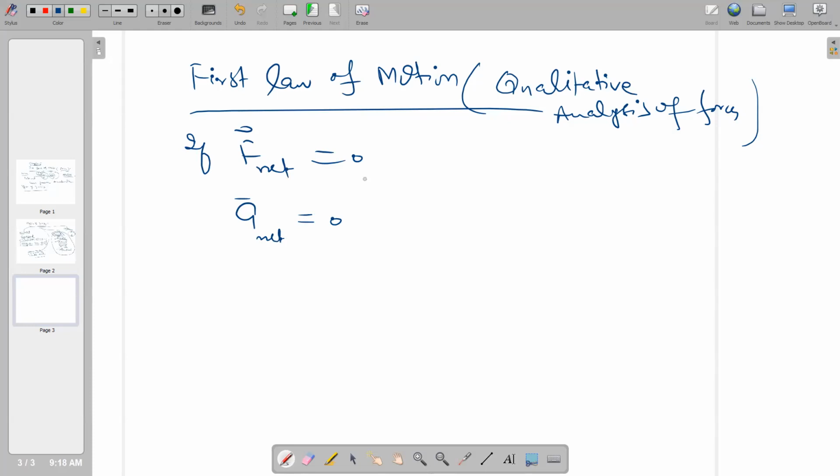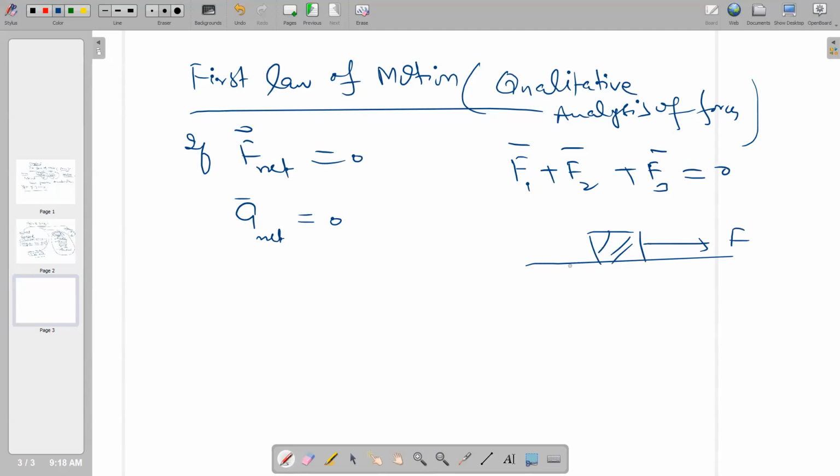So here the concept is the net force. Net force means many forces are acting on the body and their sum is equal to 0. Or you can understand, if this is a body and this is the applied force you are applying and this is the frictional force, then we will find the net force. F minus f is equal to the net force. So this is called net force.